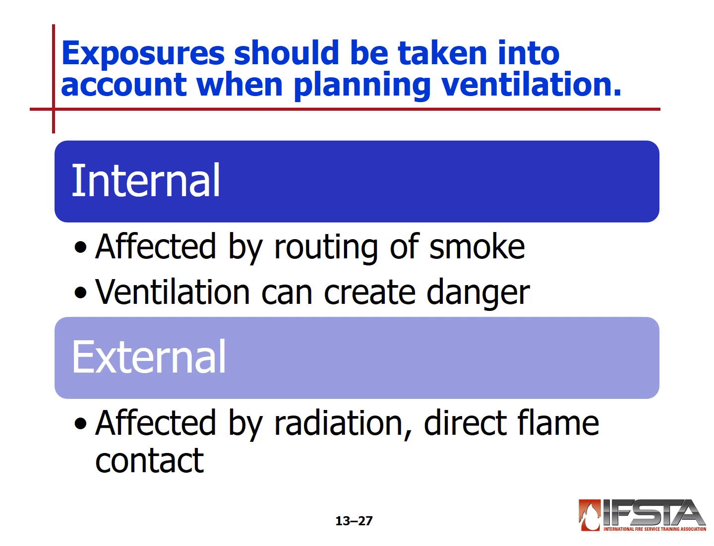Externally, ventilation is going to be affected by radiation and direct flame contact on any exposures that may be close enough, especially for radiation. That's why I'm talking about positive pressure ventilation on a nearby structure, because it'll help push the heat away. So it'll have a negative effect on the radiation, and obviously a negative effect on direct flame contact if you do it correctly as well.